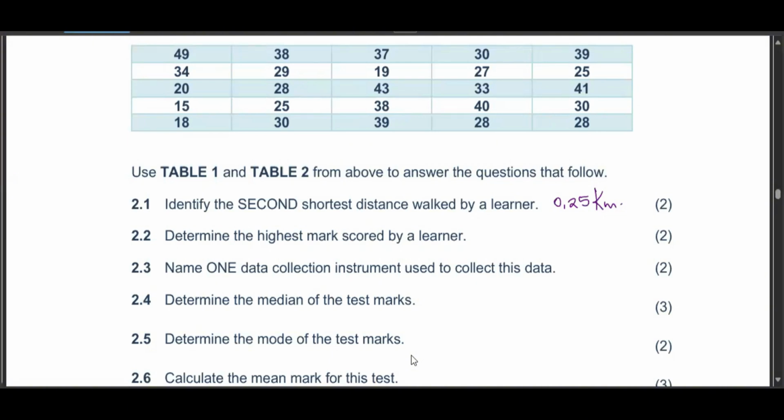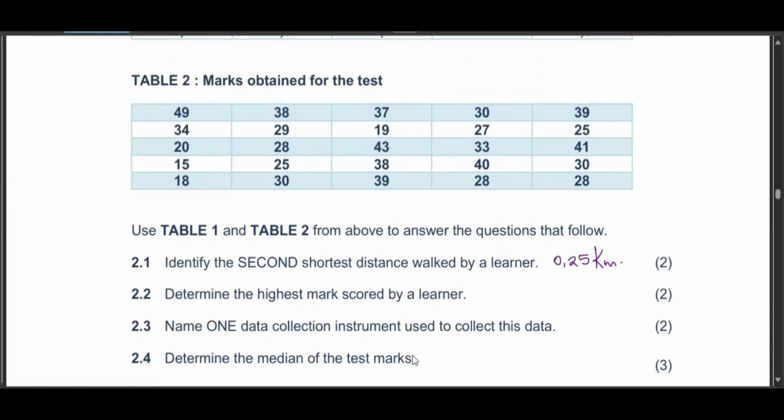Determine the highest mark scored by a learner. Highest mark. This is 49, 43. So the highest mark is 49, this one here.